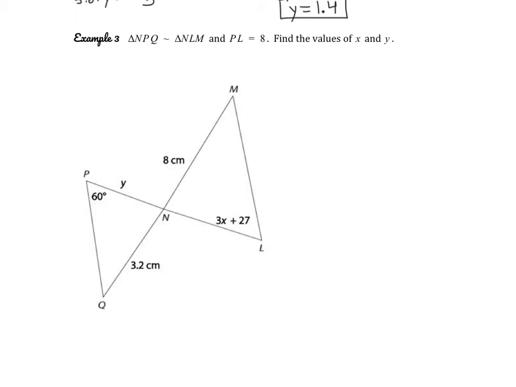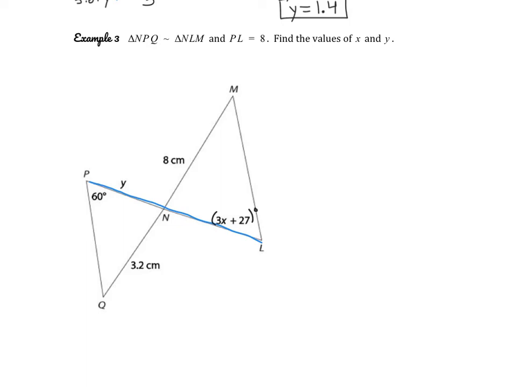Okay, let's try this last one together. So here we're told that triangle NPQ is similar to triangle NLM, and that PL, the length of this entire segment, is 8. So they would like us to find x and y. So we can see x is here. This is part of the value of angle L. It should look like this.